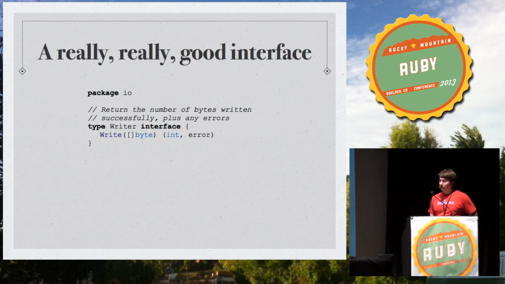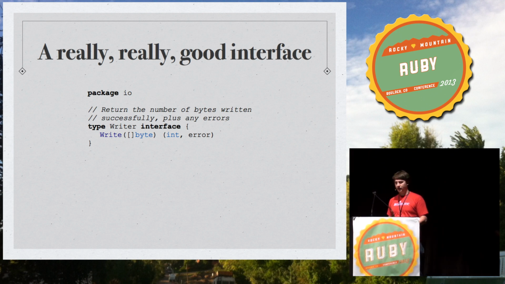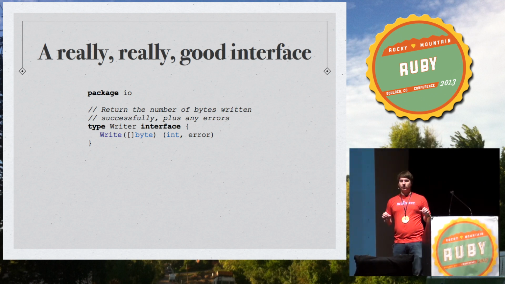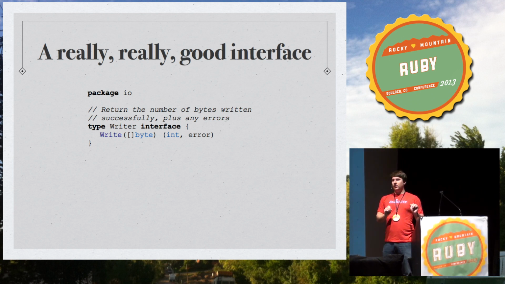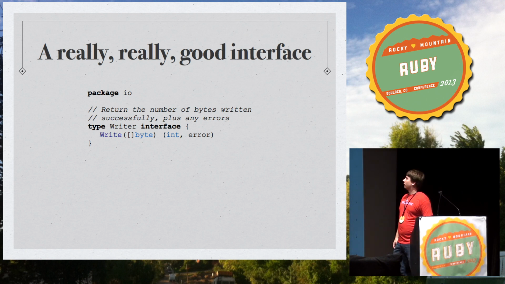Here's a really good example of an interface. This is a real interface in the standard library, in the IO package. Writer. All Writer does is it takes an array of bytes, it returns an int, which is the number of bytes that it actually succeeded in writing before it encountered an error, and an error if there was any. So what can you do with the Writer interface?